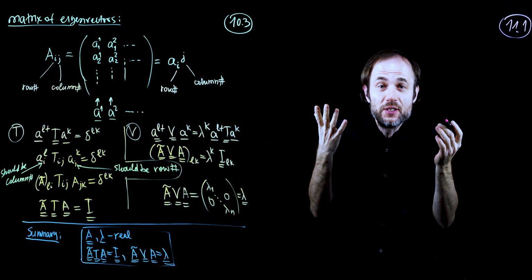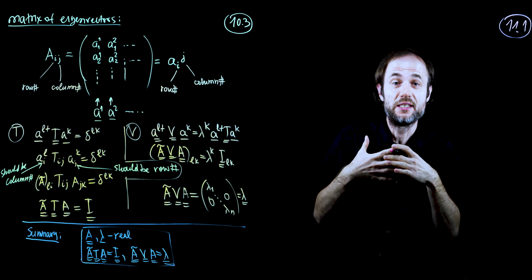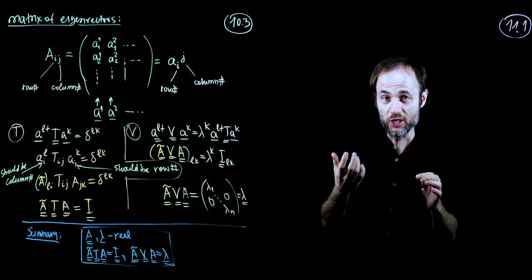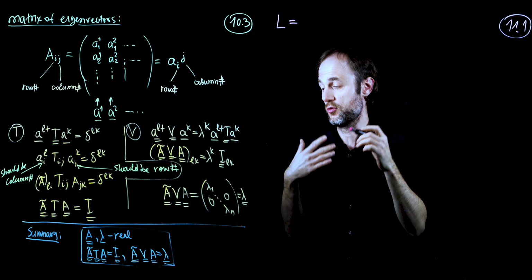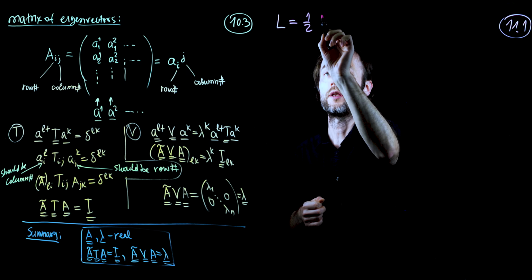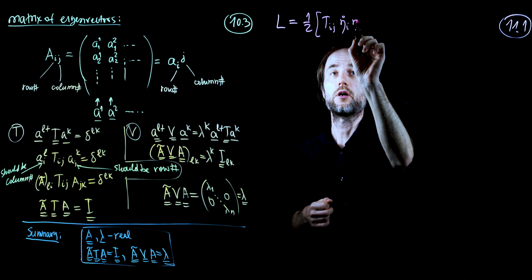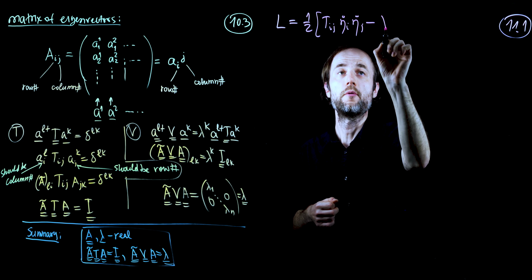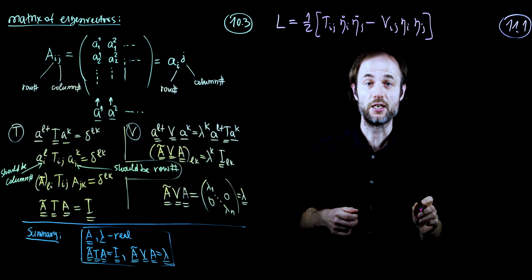So, what did we consider in lecture 10? Well, we considered the diagonalization of a Lagrangian. And how did we do that? Well, we went from the regular Lagrangian to its diagonalized form, which is 1/2 of Tij times eta i dot eta j dot minus Vij times eta i times eta j.